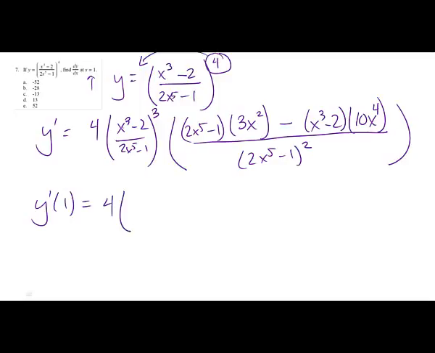So 4, what's 1 cubed? 1 minus 2 is? Negative 1. Can you shut that, CJ? Let's see. 1 to the 5th is 1 times 2 is 2. 2 minus 1 is? 1.